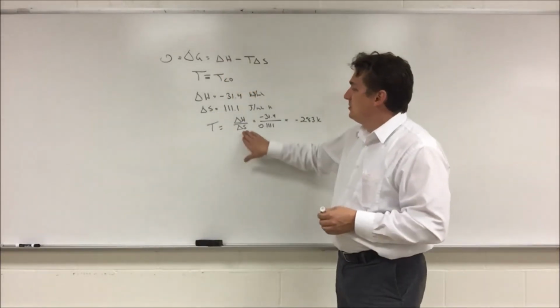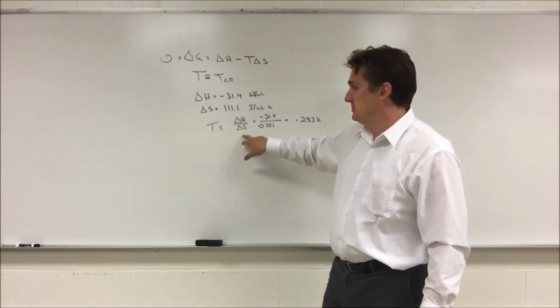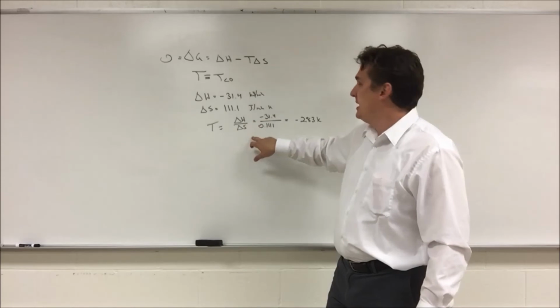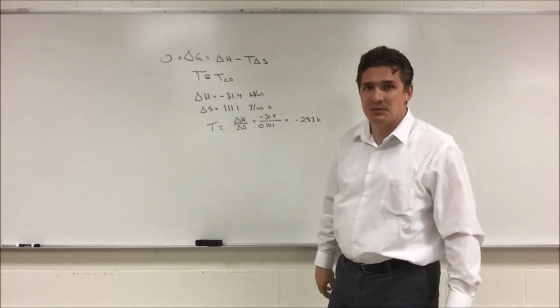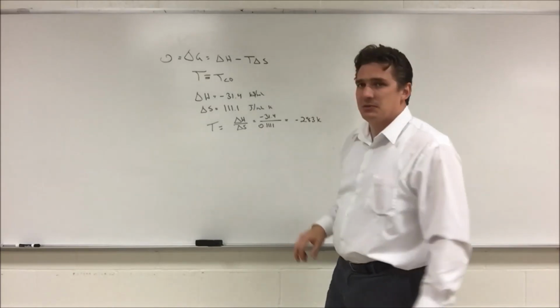But this is basically the only formula you'll ever use for figuring out the crossover temperature. It's always delta H over delta S. Again, remember to keep your delta S in terms of kilojoules, or your delta H in terms of joules, and solve directly for the temperature.